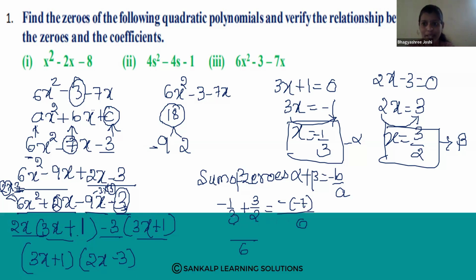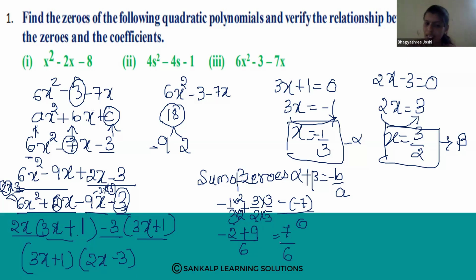So for 6 to come, what number do you multiply this 3 with? 3 into 2, 1 into 2, 2 into 3, 3 into 3, right? 3 2s are 6, 2 3 2s are 6, 2 3s are 6. Minus 1 into 2, it is minus 2 plus 3 3s are 9. Okay, now minus into minus 7. So minus into minus, it is plus 7 divided by 6.